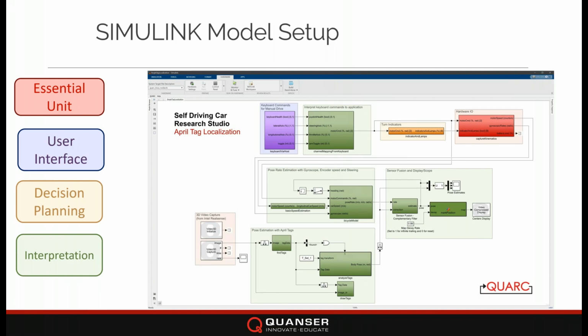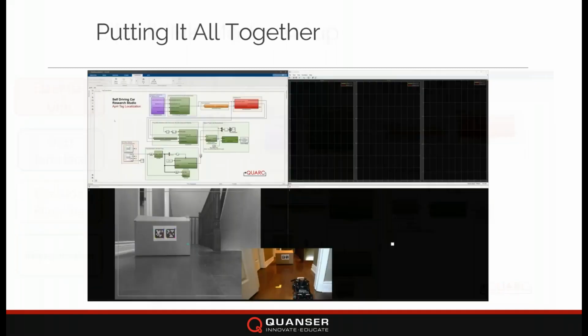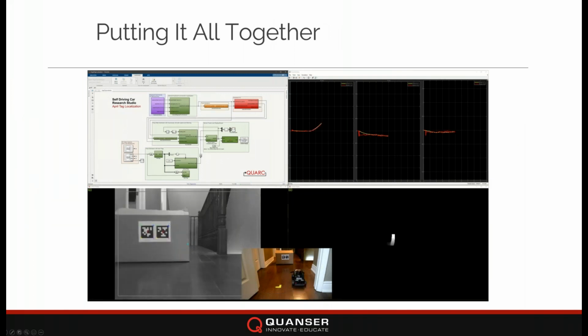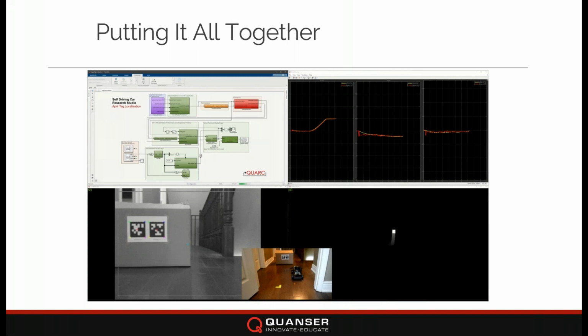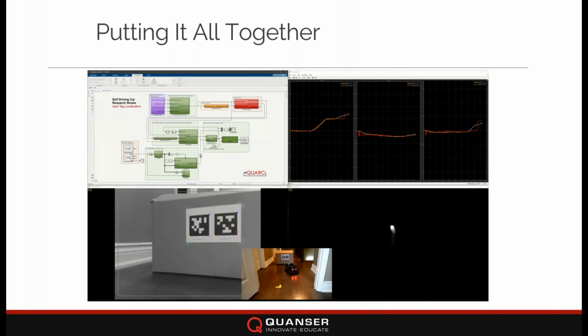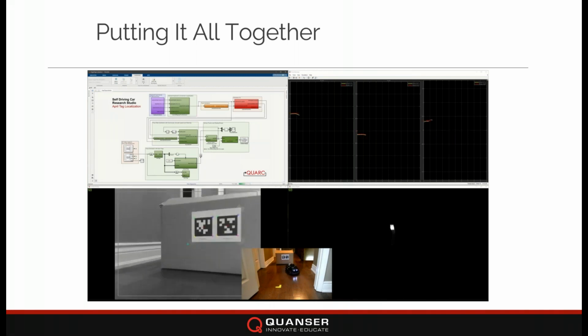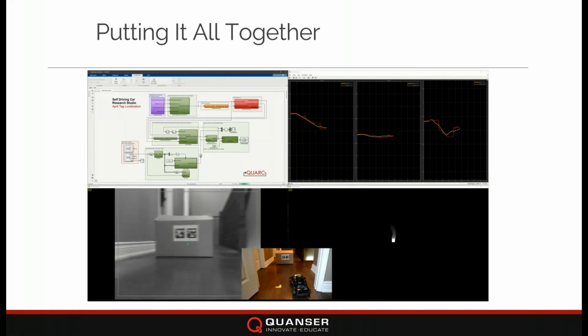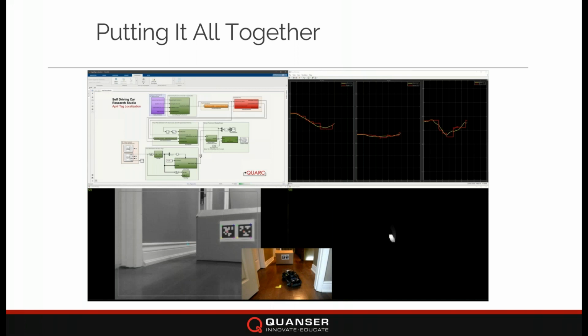And so with this Aprotag example, and when I put it all together, here's my model running. And so I can see here that I've got my image as it's processed. I can see my Aprotag in frame. I can see my car turn left. And so one thing that's curious, as the car is moving, you'll notice that the Aprotag sometimes is visible and sometimes it's not visible.